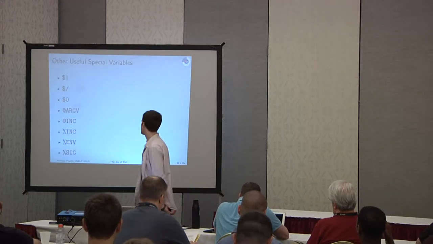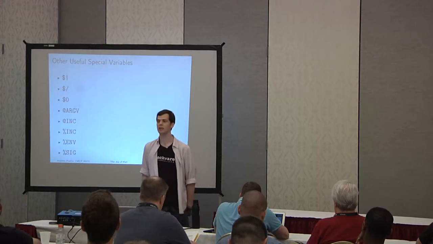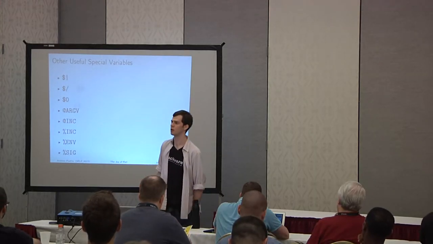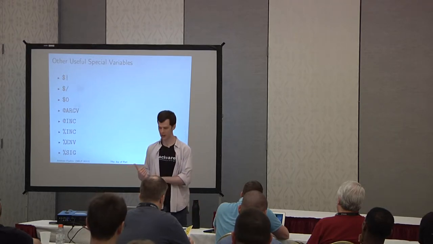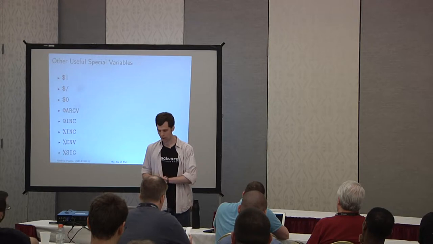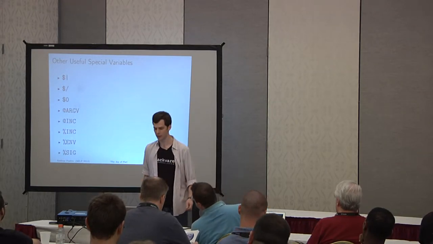There are a bunch of other useful special variables. The dollar pipe variable at the top there is one you may see pretty often in production code. What it does is that if it's set to one, it disables output buffering, which is a useful thing to have.